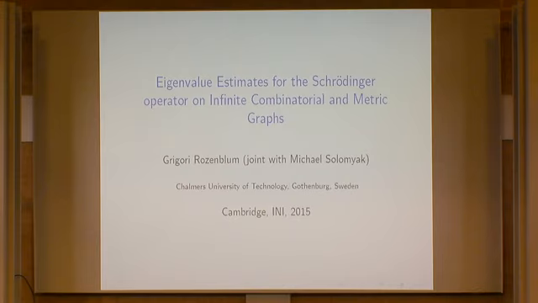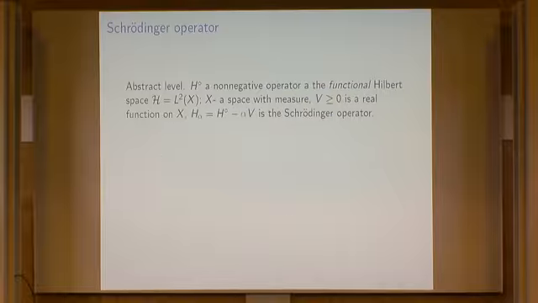Well, so we are going to discuss eigenvalue estimates for Schrödinger operators on infinite combinatorial metric graphs. And what is the problem? On the abstract level, what is the abstract Schrödinger operator? We have some non-negative operator H0 in a functional Hilbert space. It's important that it's a Hilbert space of functions, L2 of X, where X is a space with measure. V is a real function. And we consider the Schrödinger operator.